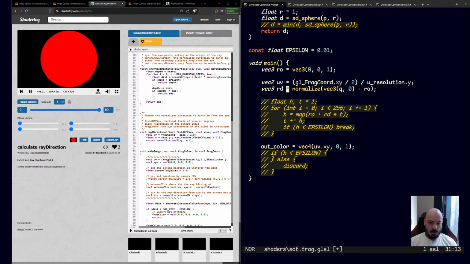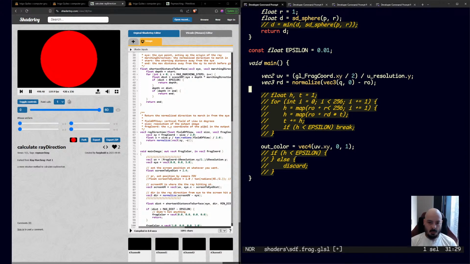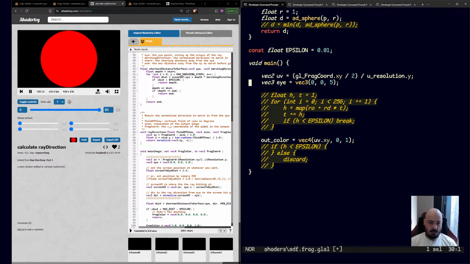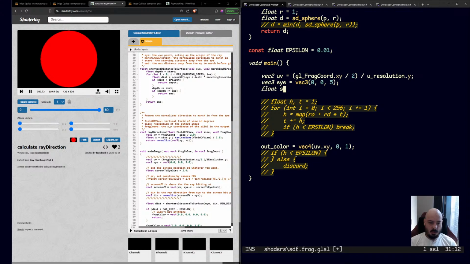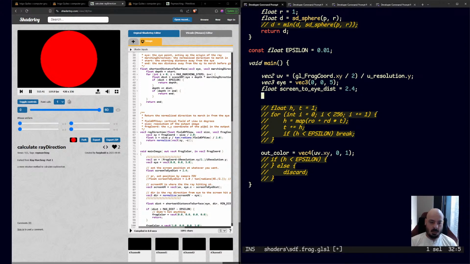Alright, so we got the... This is the eye position, I think. So I'll just call it the same thing that he did, I, okay, and then the screen to I distance is going to be 2.4. I'll just set it to the same thing. Screen UV. So this is a 3D vector.